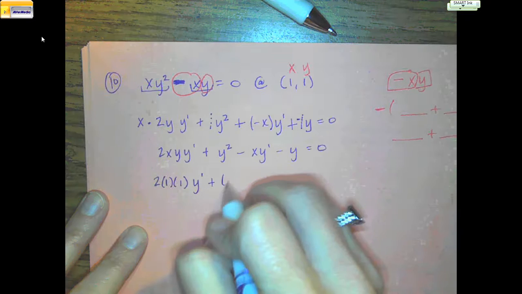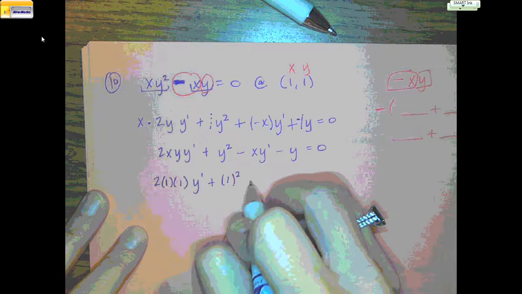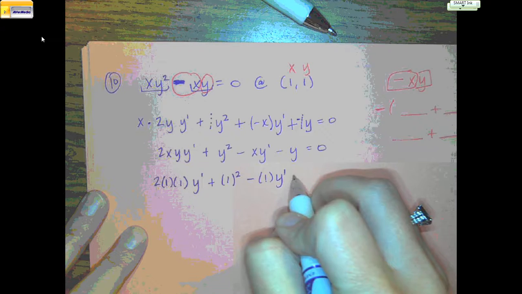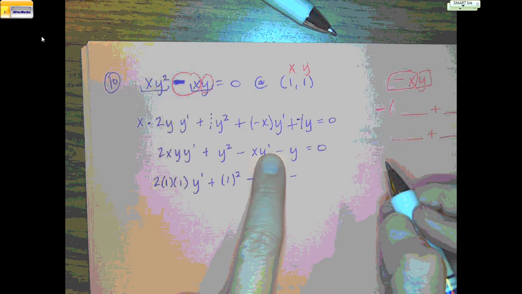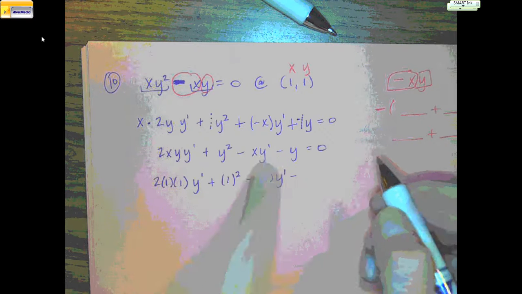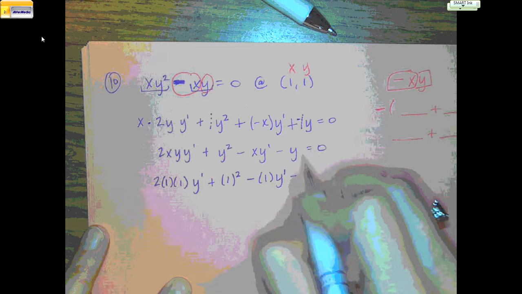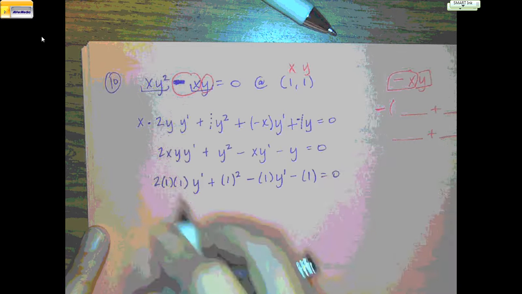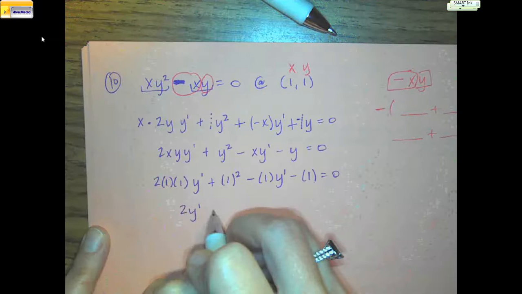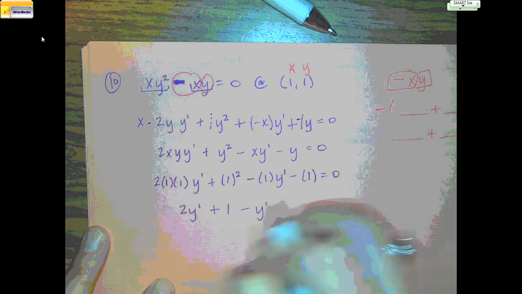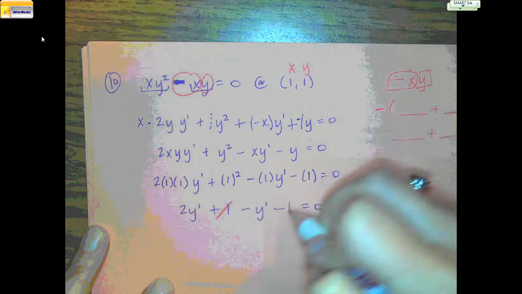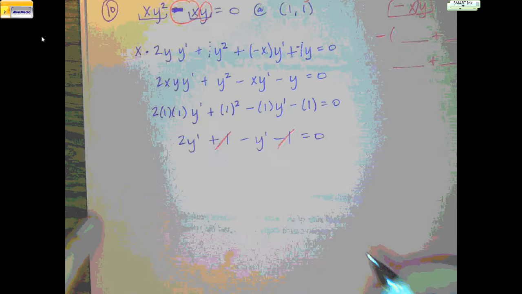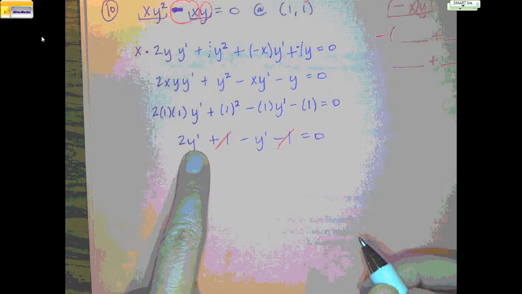Y is 1, so I have 1 squared, minus x is 1, y prime is y prime. Don't go so fast or be so nervous that you don't see that little y prime. That's a prime, so you don't put a 1 there. Minus y is supposed to be a 1. So I've got 2y prime plus 1 minus y prime minus 1 equals 0. My 1's are going to cancel. What's 2y prime minus 1y prime?